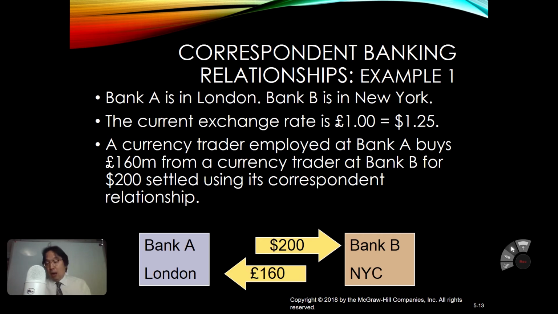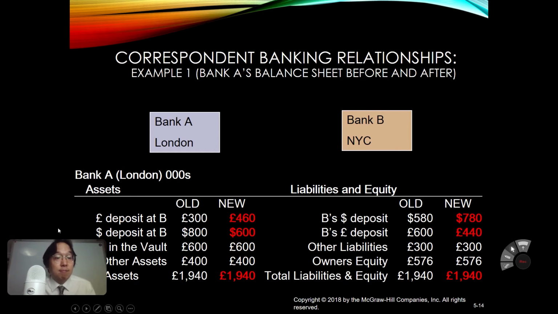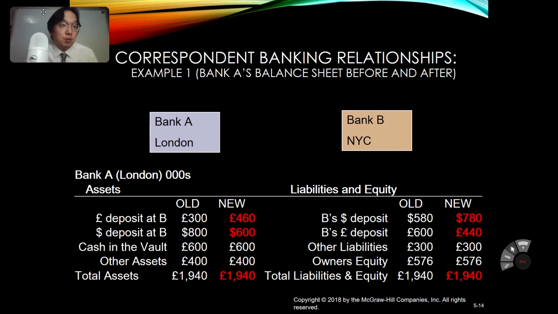How this is recorded in the respective banks' balance sheets is an interesting question here, because both of them have deposit accounts with each other. And those deposit accounts of the correspondent bank are two different separate accounts: a US dollar account and a British pound account.